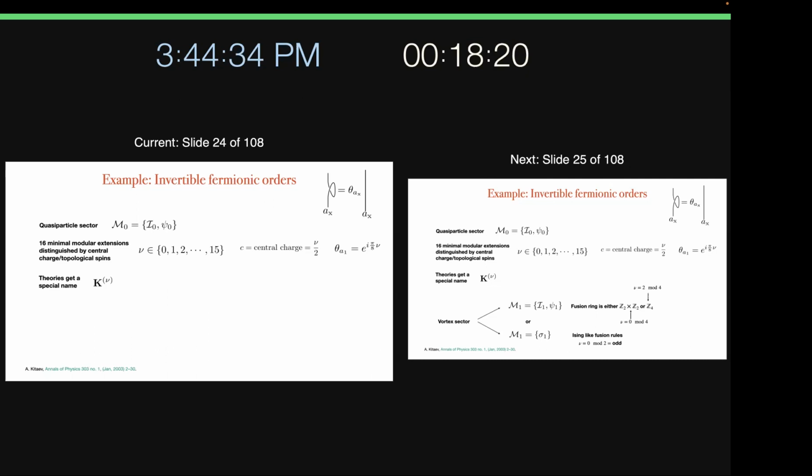And then one finds that there are 16 different ways to add vortices to the system. And those 16 distinct ways are labeled by a number that lives in Z16 called the central charge, which tells you something about the boundary modes of the system. Or you can think about it as telling you what the topological spin of the vortices are. So you can see that it's related to the parameter nu on the right side of the screen. And the definition of the topological spin is on the top right.